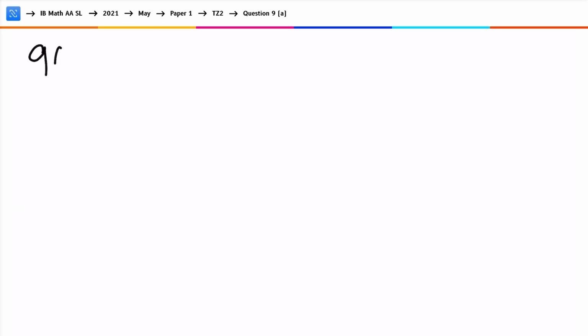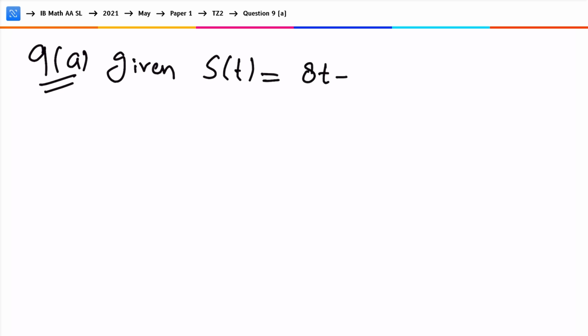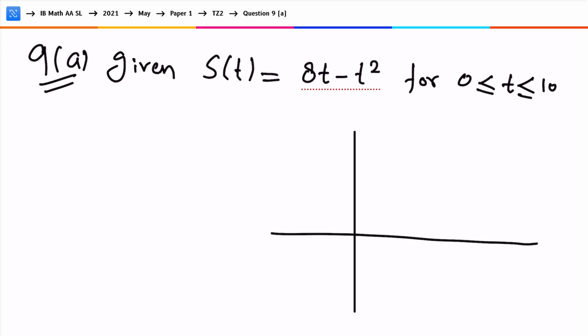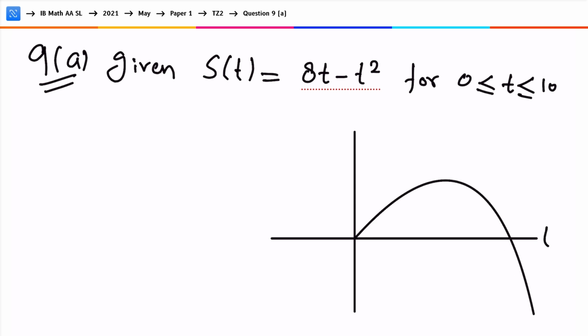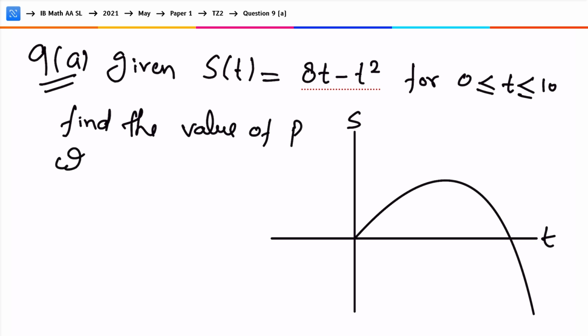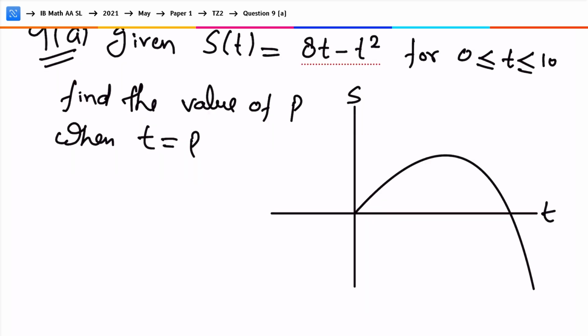Question 9, part A. We're given the function s(t) equals 8t minus t squared for 0 less than or equal to t less than or equal to 10. Now we'll draw the graph with s on the vertical axis and t on the horizontal axis. Find the value of p when t equals p and s of t equals 0.